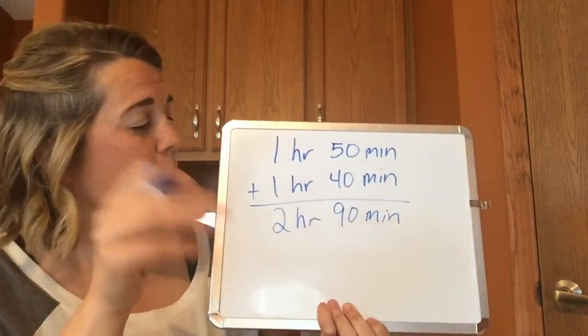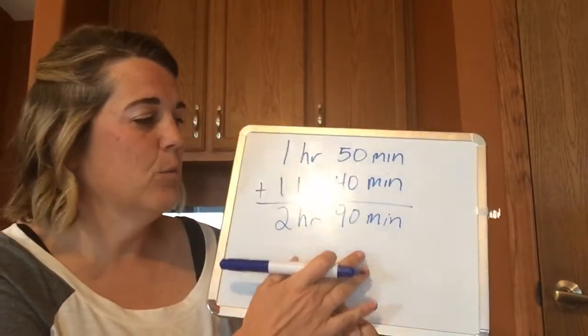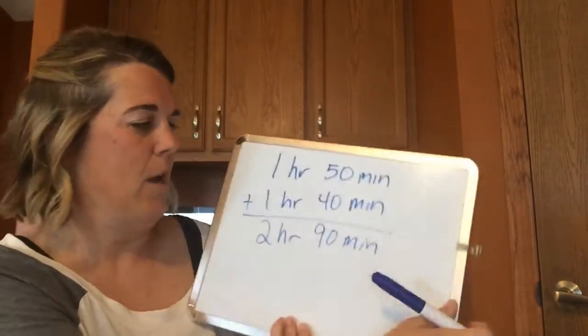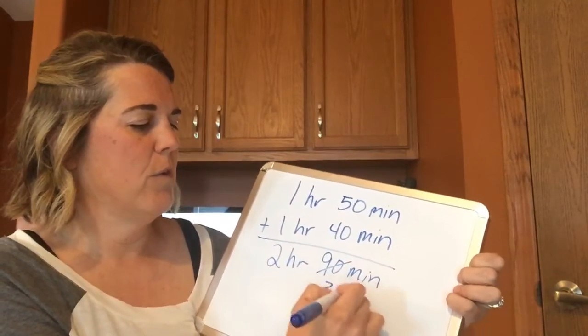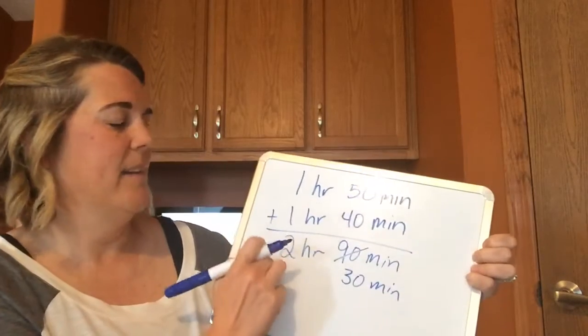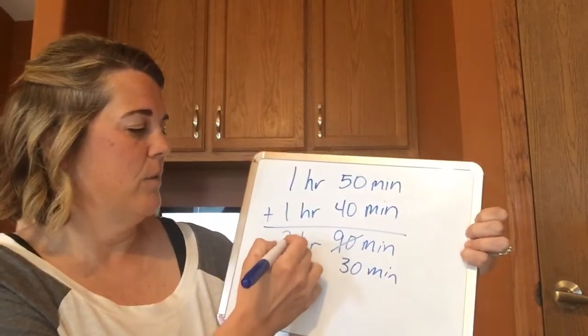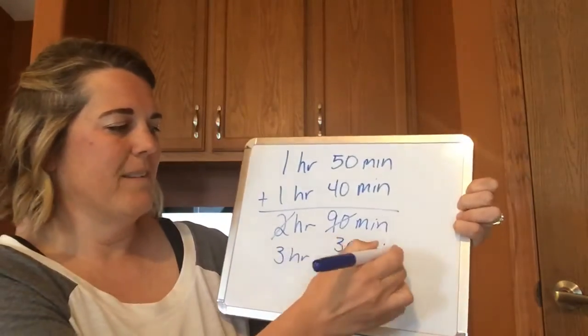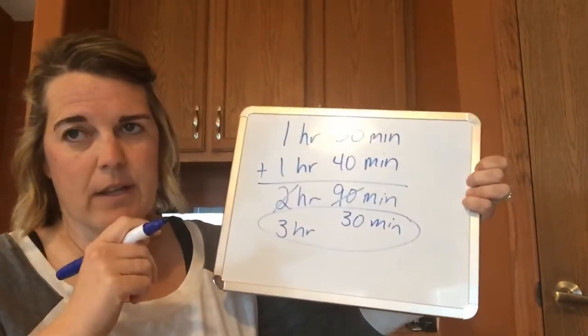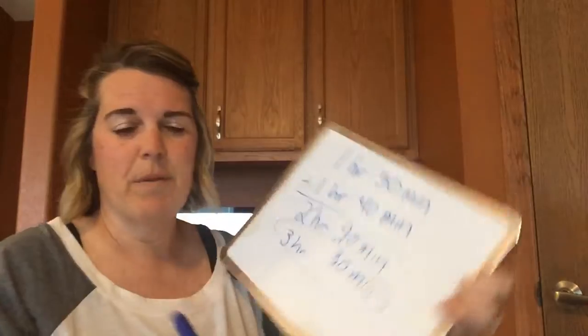Okay, so we simplify the minutes because we know 60 minutes equals another hour. So we're going to take 60 away from here, which is going to leave us with 30 minutes, and we're going to add that 60 minutes back in the hour. So we're going to have to add it here. So we have 3 hours and 30 minutes, and this is our final answer. Okay, so you have to simplify it.